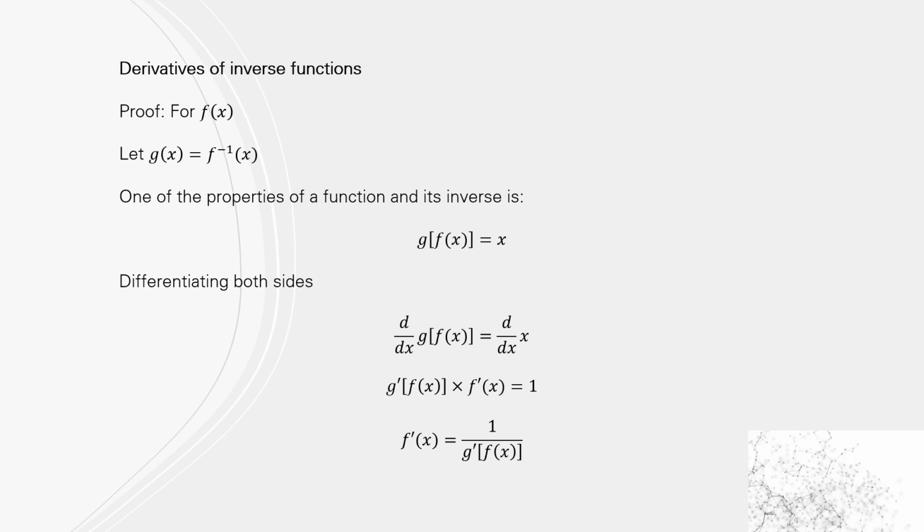One of the properties of an inverse that we learnt was that if you take the inverse of the original function, or the function of the inverse, it equals x. So if we were to differentiate both sides, that is differentiating g(f(x)) and differentiating x, we'd get g'(f(x)) times f'(x). That's part of the advanced course. And then f'(x) would equal 1 over g'(f(x)). Now this is going to be something important that we will use.